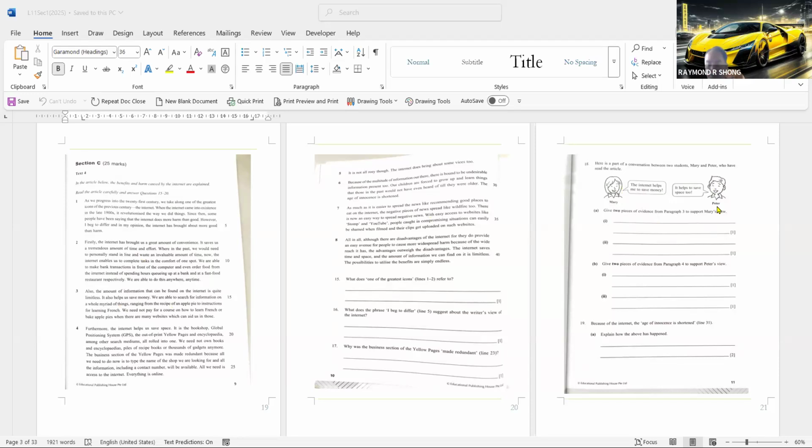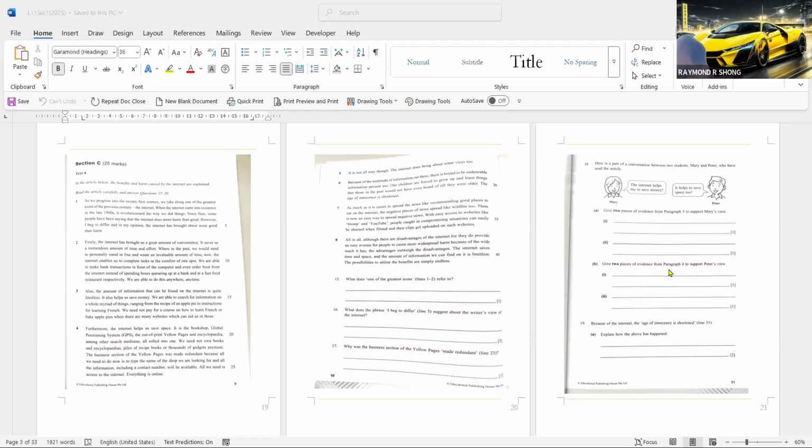So where do they say it? Give also two pieces of evidence from paragraph 4 to support Peter. This guy is also Peter, oh my goodness. Okay, Peter's views. So paragraph 4, two views that Peter says. What is the purpose of him saying that? How is it reliable and things like that? Get it?